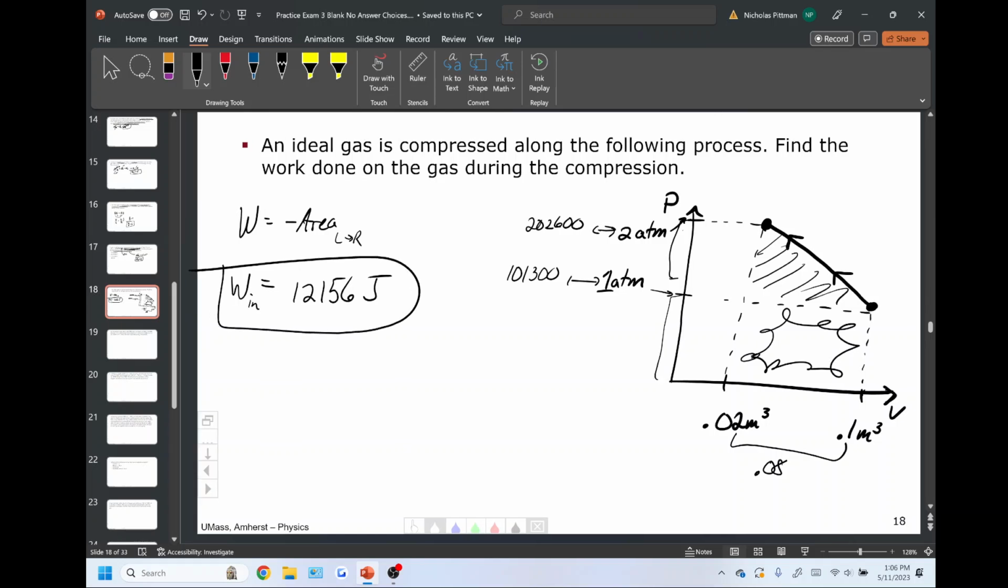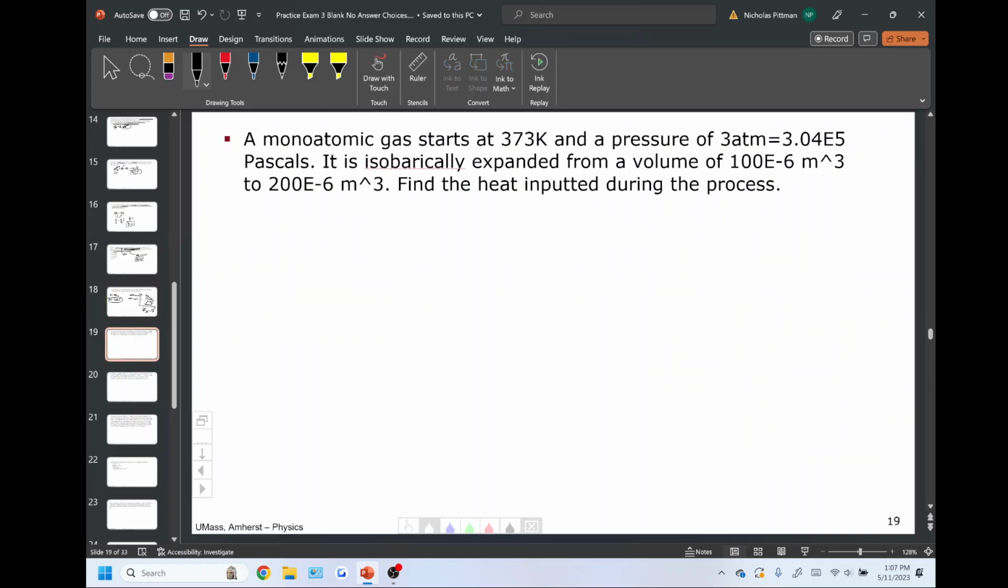And I got a positive number as I wanted because the gas was being shrunk from a large volume down to a small volume. It was being compressed. So work was being done on it. Okay, immediately I see find the heat inputted during the process. So this is definitely a first law question.